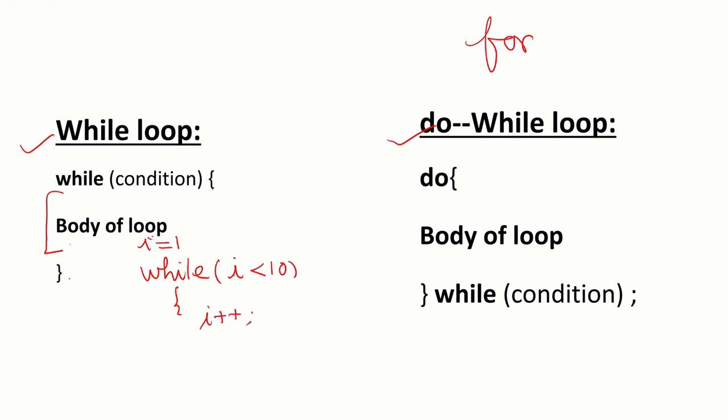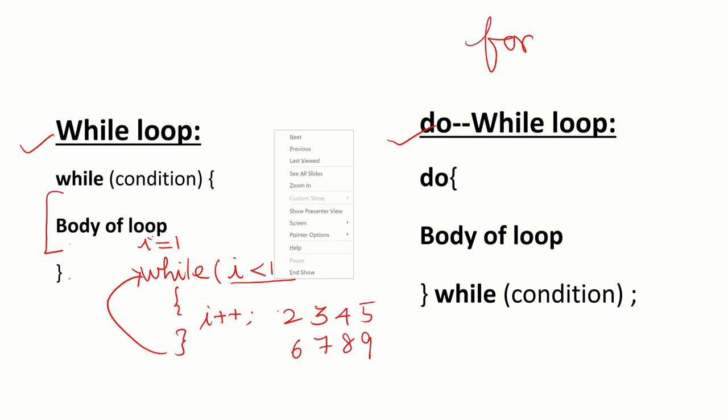Initially, i is equal to 1. Now, is i less than 10? Yes. Then i will become 2. Once again, the control will go to the while condition. It will check, now i is equal to 2, 2 is less than 10. Yes. Then it will increase the value by 1, to 3. Once again, it will go back here and check whether 3 is less than 10. Yes. Then the value will be incremented to 4, 5, 6, 7, 8. Now the value will become 9. So 9 is less than 10.